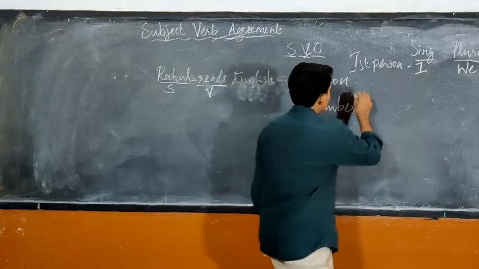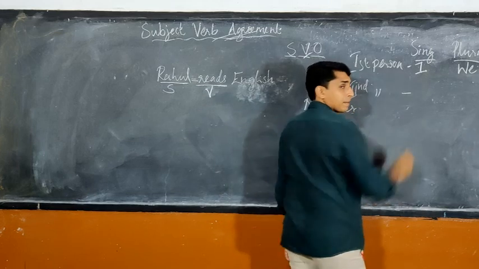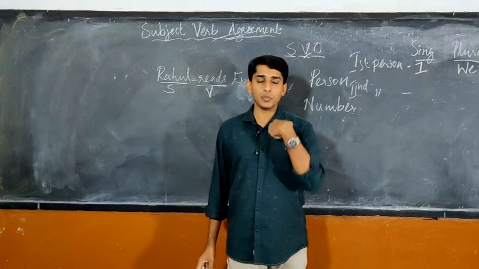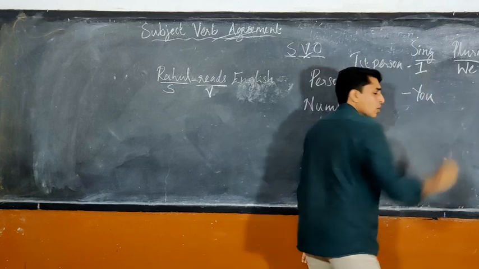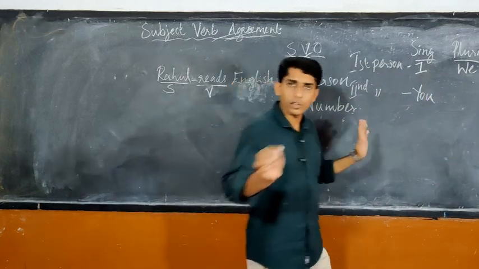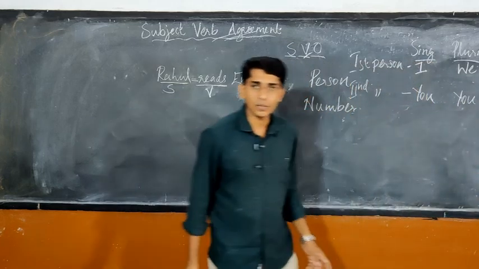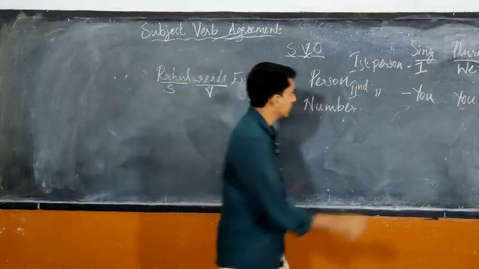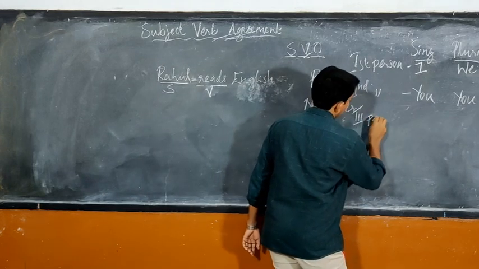The second person is you. I am the first person, then who is the second person? You. Singular is you. What is the plural form of you? You yourself. You can be used for singular as well as plural. This is already known to you. Then, next one is third person.